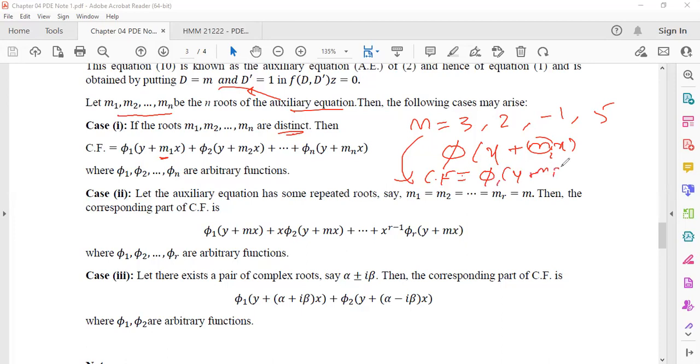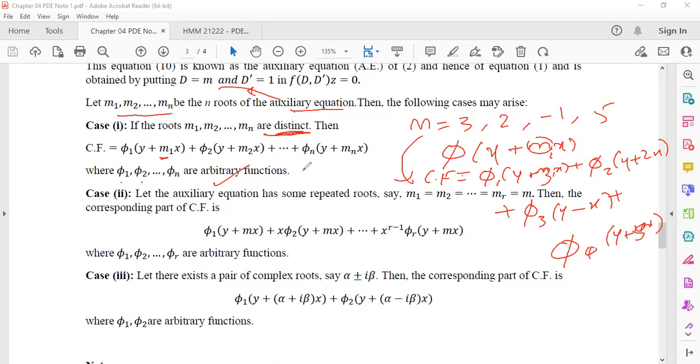So the answer will be, for this case, the complementary function will be something like phi 1 of y plus m1x, plus phi 2. These are arbitrary functions. Phi 2 of y plus the other m, let's say 3x. Here y plus 2x. Again phi 3 will be y minus x. Again phi 4 of y plus 4x, I mean 5x. So this is the case if all the m's are distinct, where this phi 1, phi 2, phi n are arbitrary functions. This is our case number 1.